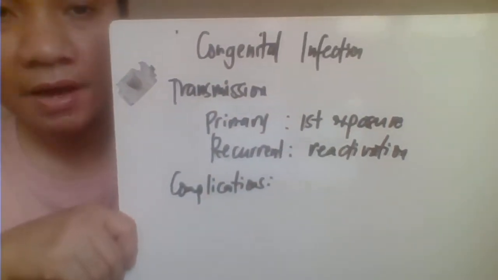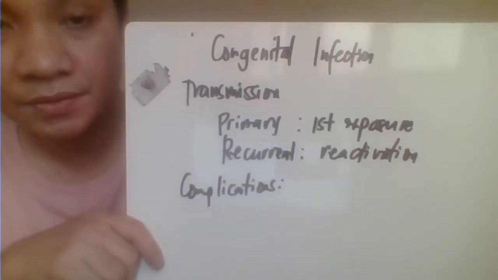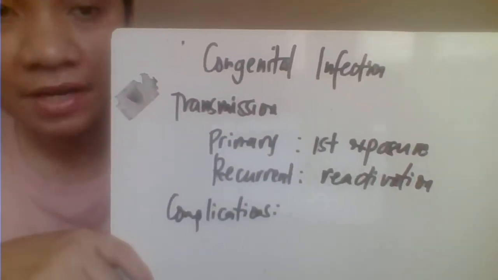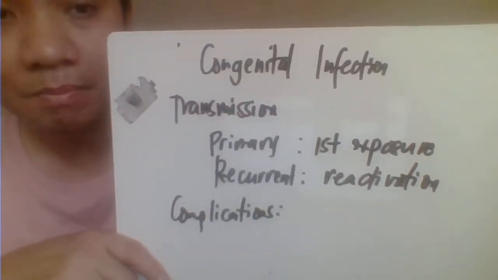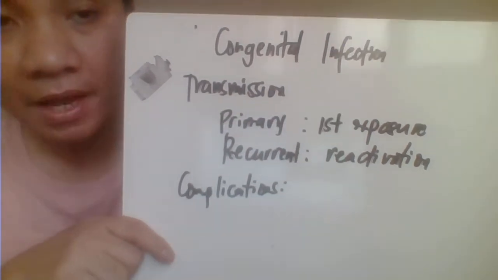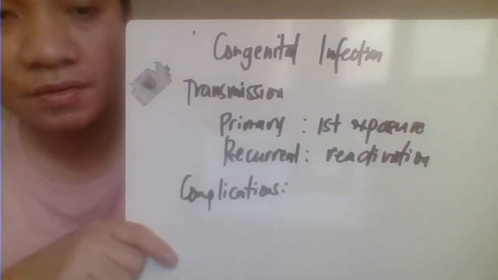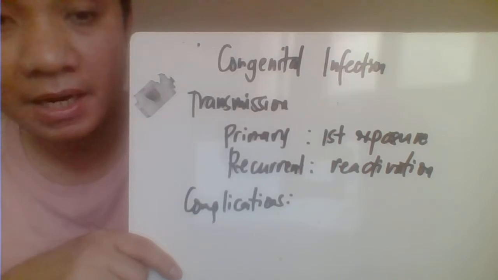Okay, the next one, we have here the congenital infection. So when we speak about the congenital infection, the mother during the pregnancy is infected. Again, it could transmit the infection to the baby. We have here the mechanism of congenital infection. It could be a primary infection.